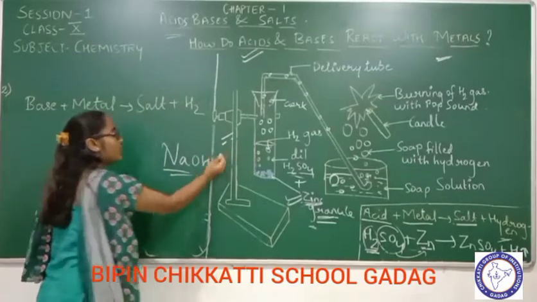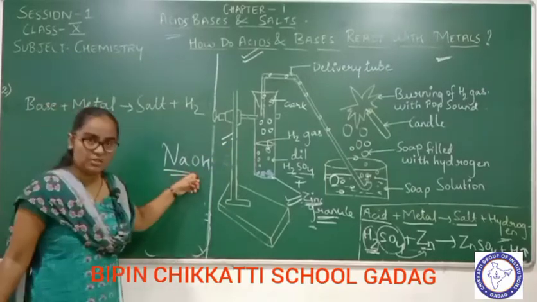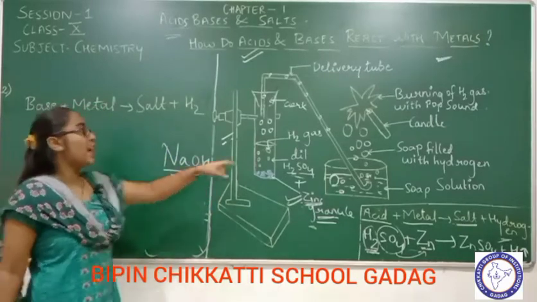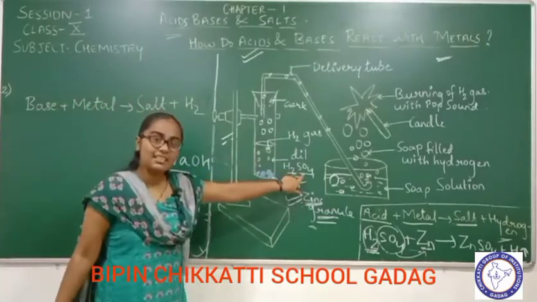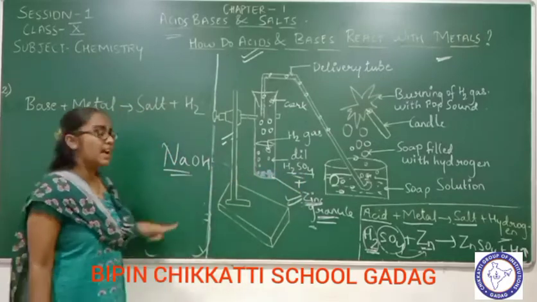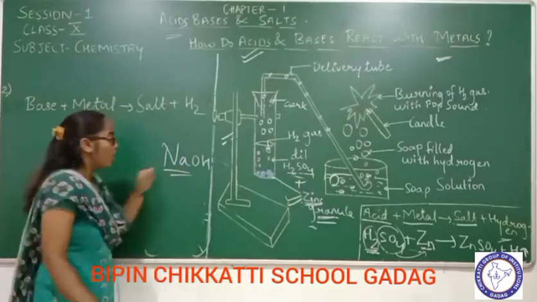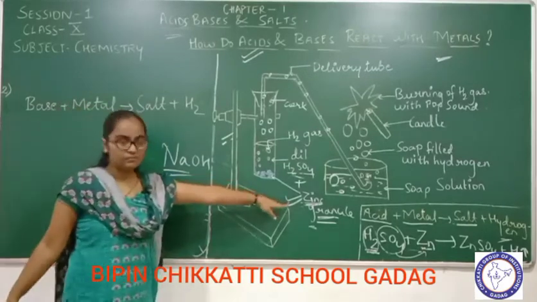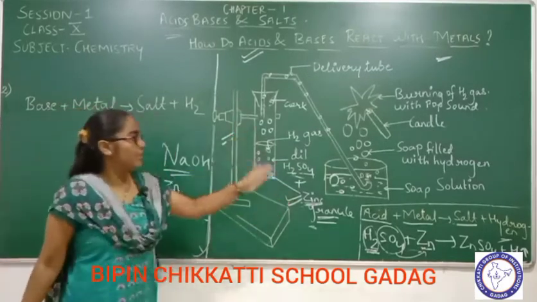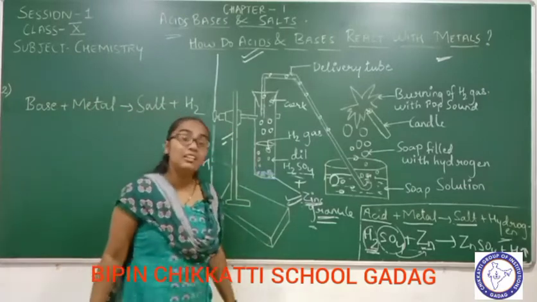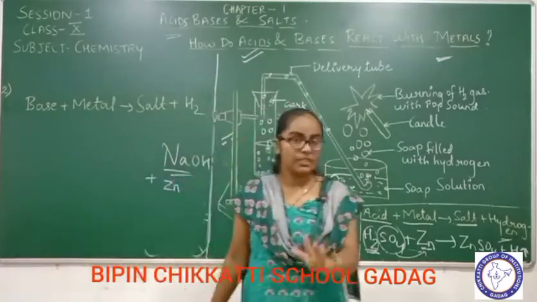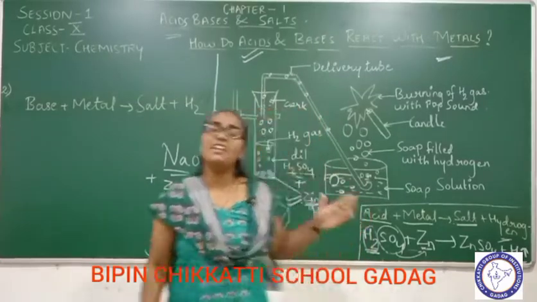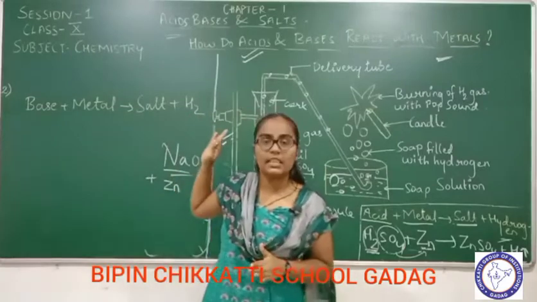Sodium hydroxide, which is NaOH. The molecular formula for sodium hydroxide is NaOH. Right? So instead of adding sulfuric acid into the test tube, we are going to add the base, along with the zinc granules, zinc metal. The same setup will be there, but here the reaction will be different, because we took a base. There acid was there, here we are taking a base.